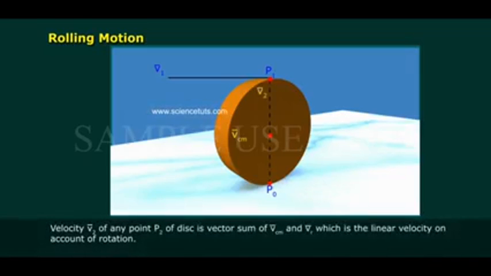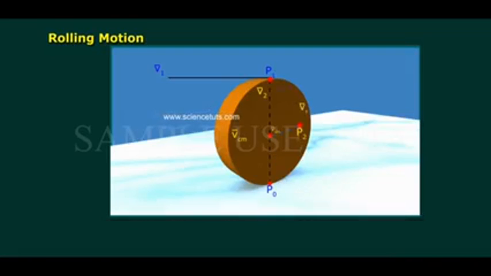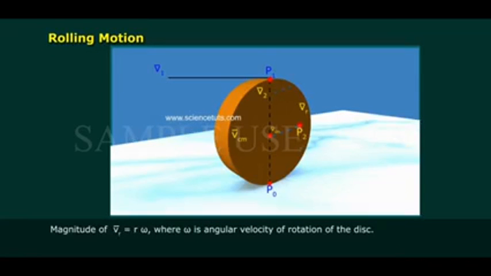Velocity V2 of any point P2 of the disc is the vector sum of V_CM and V_R, which is the linear velocity on account of rotation. Magnitude of V_R is equal to R omega, where omega is the angular velocity of rotation of the disc.